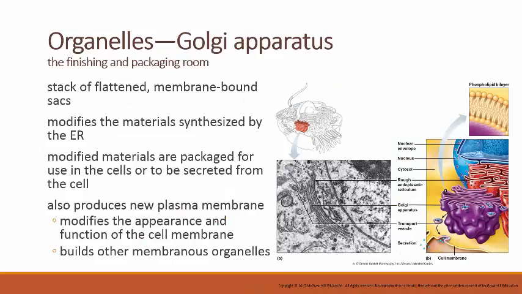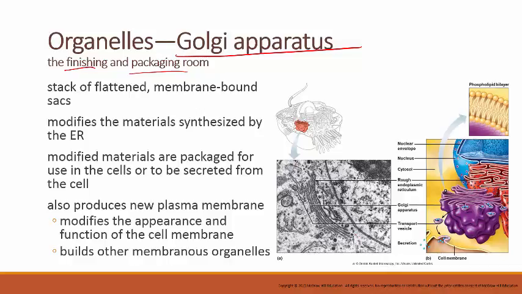Okay, so we said that after the endoplasmic reticulum has made these materials, then they get packaged up and sent off to another location in the cell. And one of the other locations we can send it to is the Golgi apparatus. So I think of it as either the finishing and the mailroom, the place where we package things up. The Golgi apparatus is these stacks of flattened membrane-bound sacs. And you can see them here.